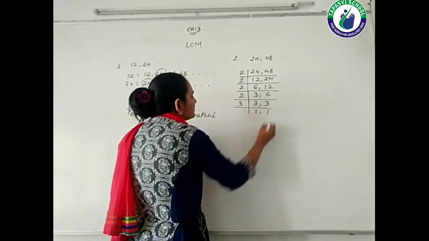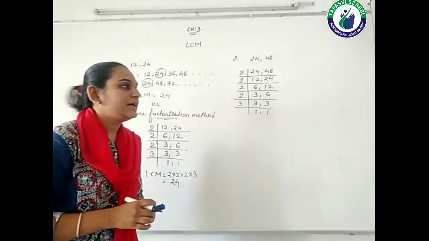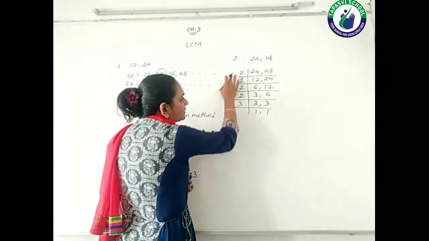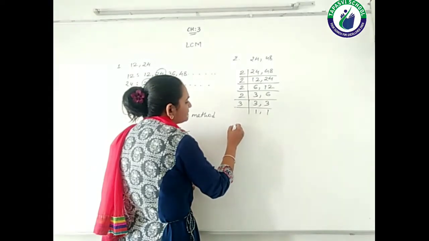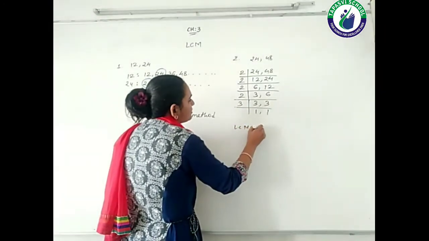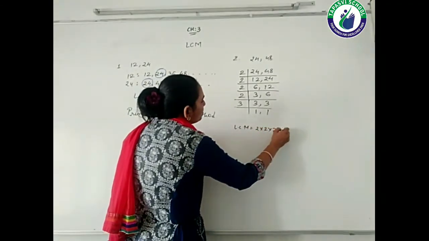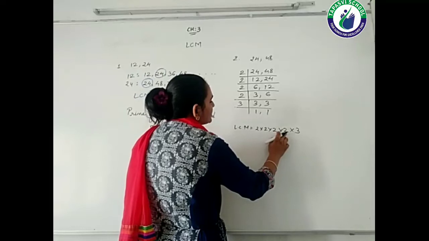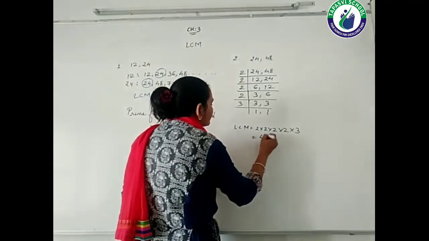3 1s are 3 and 3 1s are 3, right? Now all the multiples here, all the factors you have got here, so just multiply them. So LCM is equal to 2 into 2 into 2 into 2 into 3. 2 2s are 4, 4 2s are 8, 8 2s are 16, 16 3s are 48.